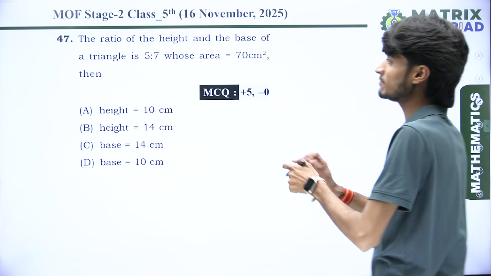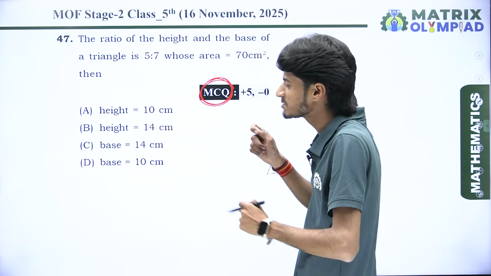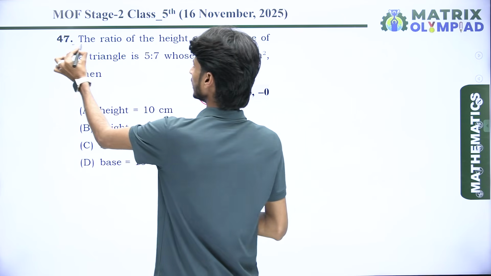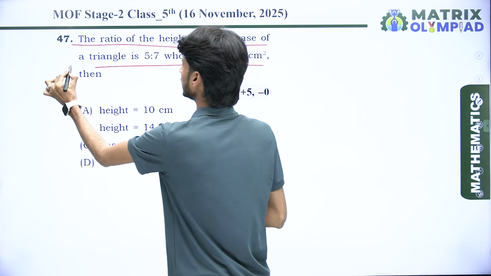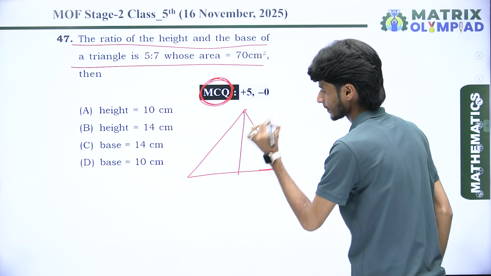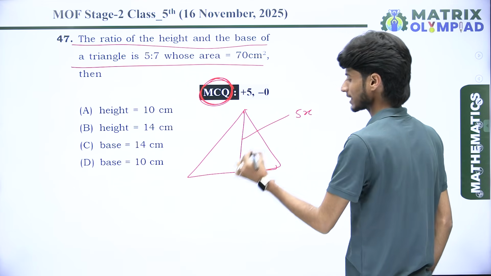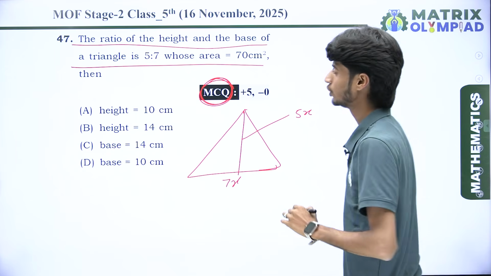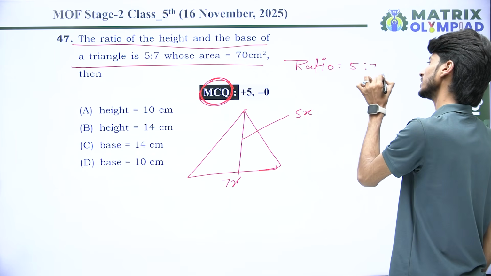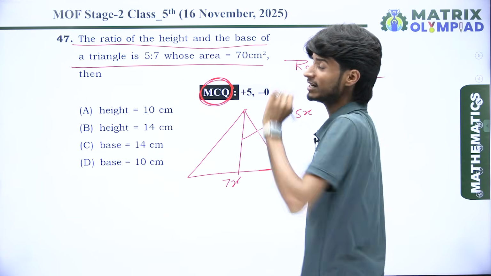And the next question is question number 47, dear student, and it is a multiple choice question. So let's observe each option very carefully whenever we calculate the data. So let's see. The ratio of height and base of a triangle is 5:7. So we have a triangle and the ratio of height and base. So let's take height as 5x and base as 7x. Yes or no? Because the ratio is 5:7, we take height as 5 and base as 7. Whose area is 70 centimeter square.